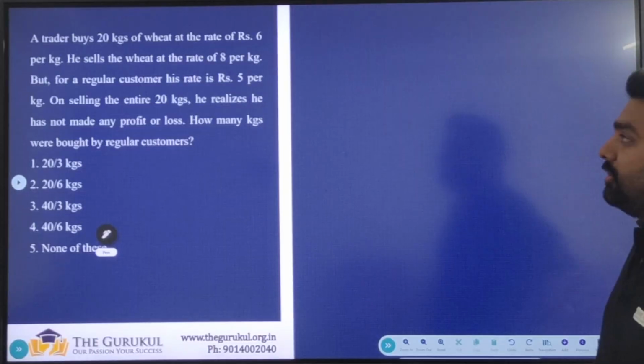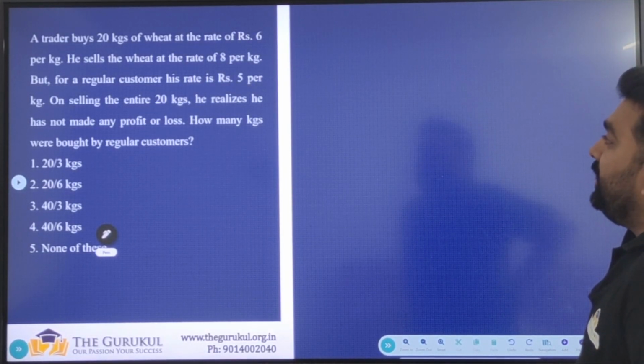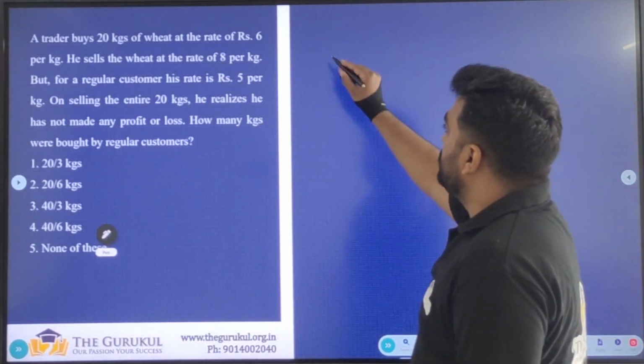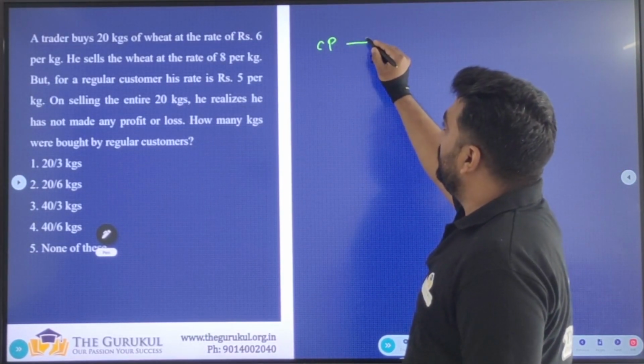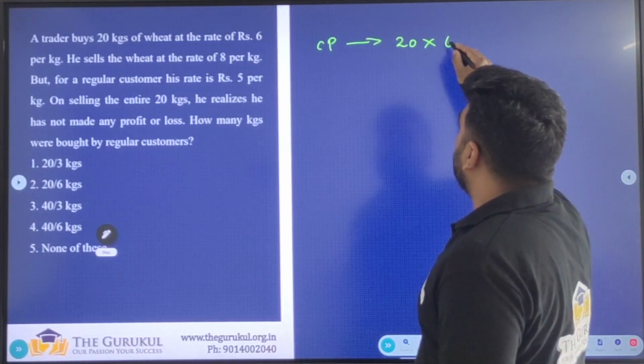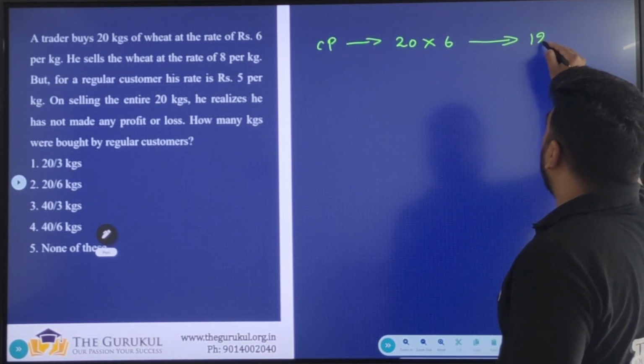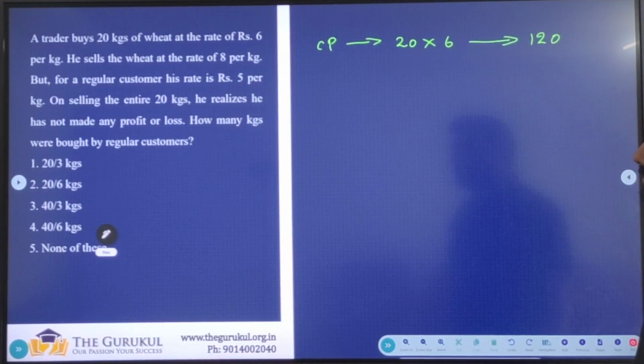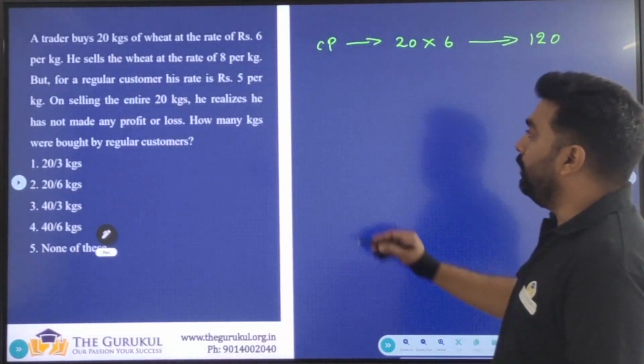One last question for the session. A trader buys 20 kgs of wheat at the rate of rupees 6 per kg. Okay. So the cost price 20 kgs into 6 rupees per kg, 6 into 2, 120 rupees. He sells wheat at the rate of 8 rupees per kg. For a regular customer, his rate is 5 rupees per kg. On selling entire 20 kgs, he realizes that he has not made any profit or loss.